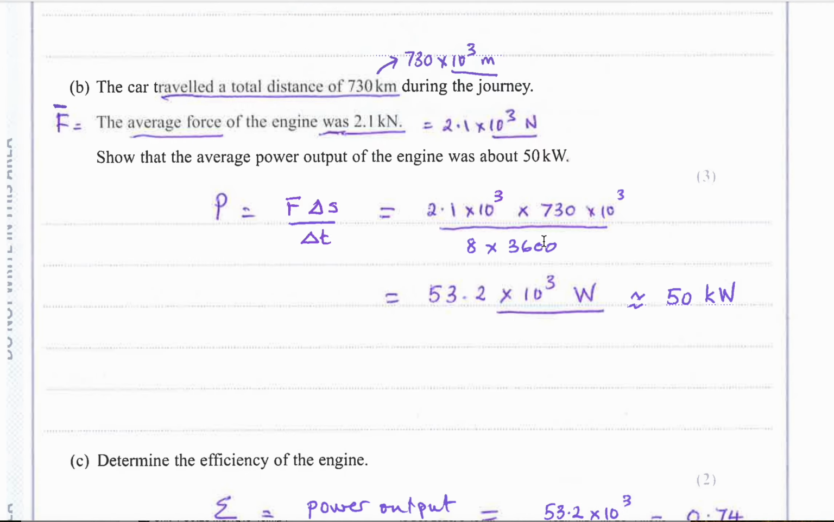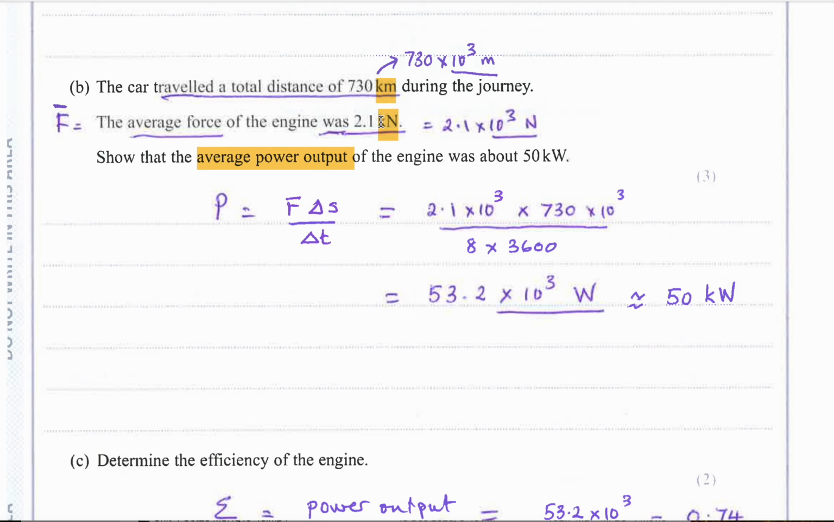Second part B, the car traveled a total distance of 730 kilometers. So again, you have to change the units to meters. During this journey, the average force of the engine was 2.1 kilonewtons. So once again, you've got to make sure you don't make a basic error of not changing the units to standard form. Show that the average power output, so before we worked out the average power input from the fuel, now we're doing the average power output based on the information given.